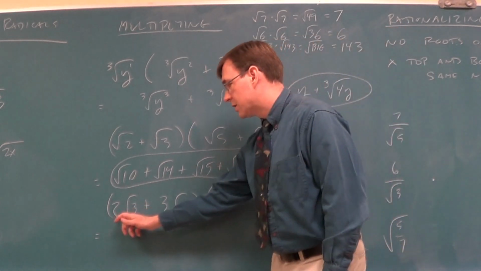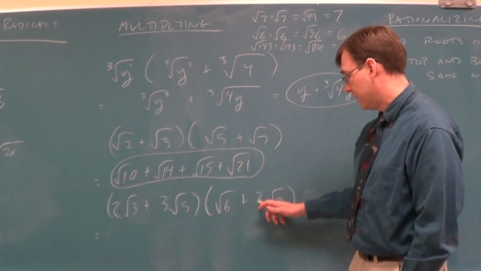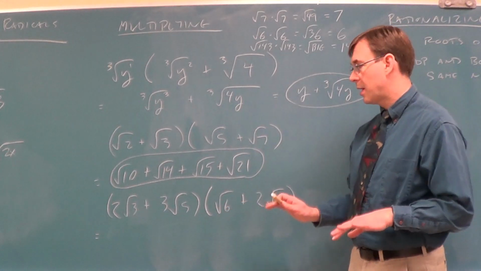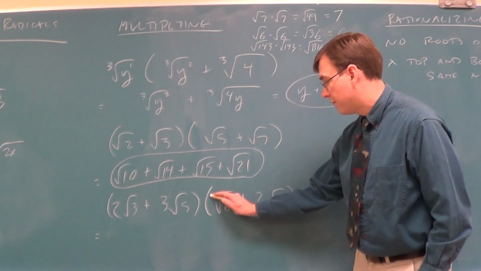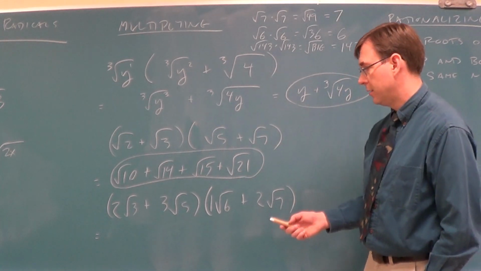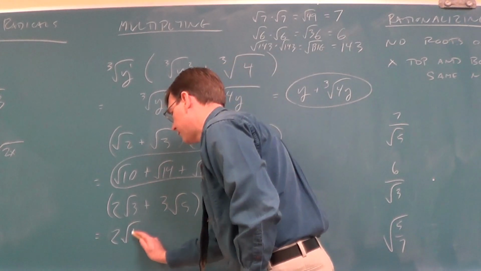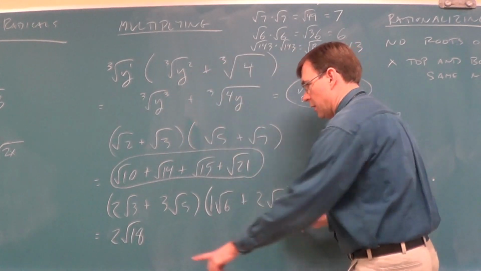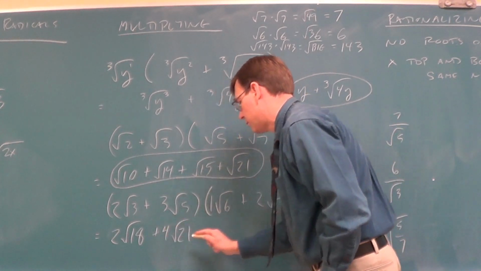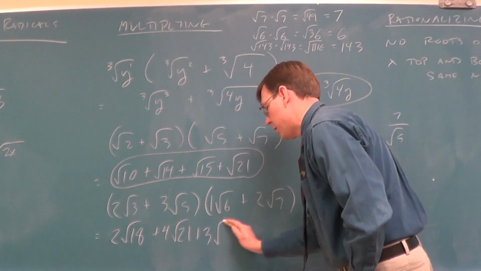Here we have some coefficients in front, so the rule on that is the coefficients want to multiply the other coefficients. The roots want to multiply the other roots. We'll keep those separated. If you don't see a coefficient, there is a 1 there. If you want to write 1s in, you can feel free to do that. If we multiply these, we get a 2 root 18. If we multiply these, that is a 4 root 21. If we multiply these, that's a 3 root 30.